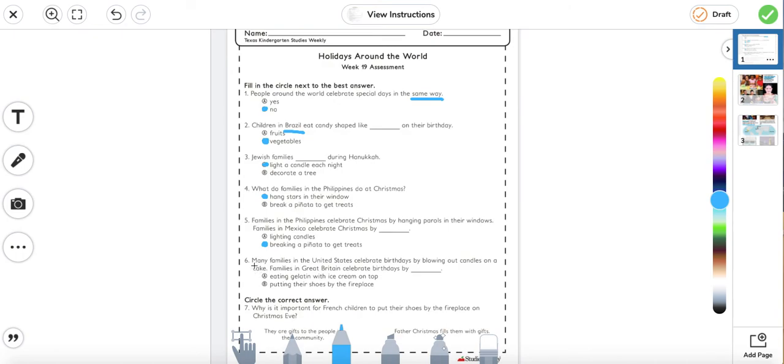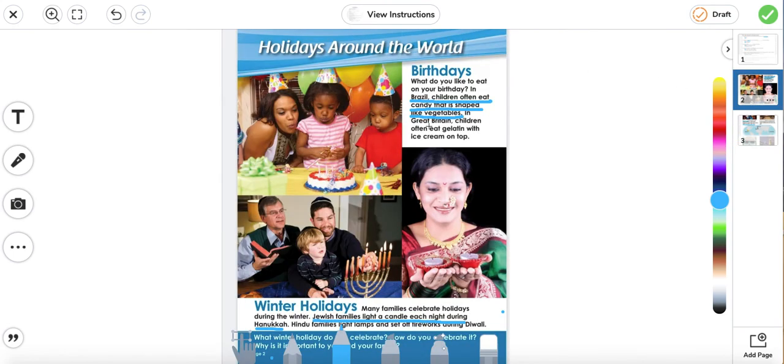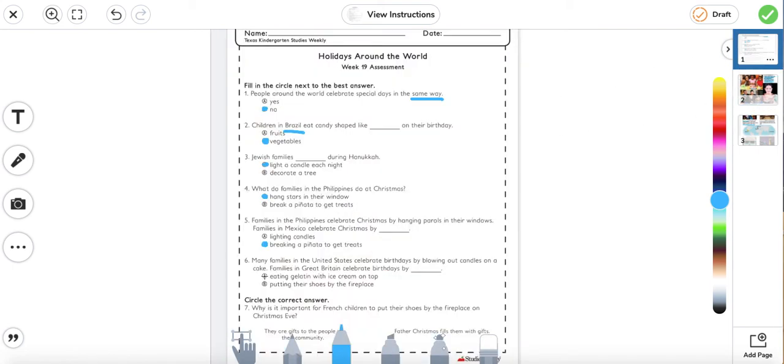Number 6, many families in the United States celebrate birthdays by blowing out candles on a cake. Families in Great Britain celebrate birthdays by A, eating gelatin with ice cream on top, or B, putting their shoes by the fireplace. In Great Britain, children often eat gelatin with ice cream on top. So they eat gelatin with ice cream on top.